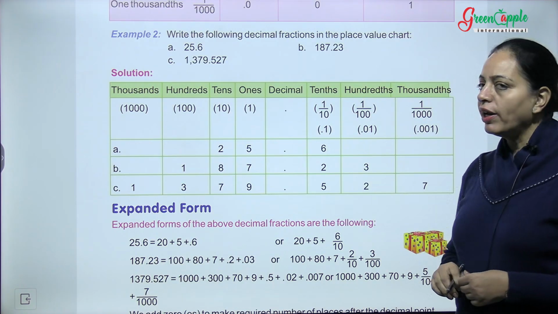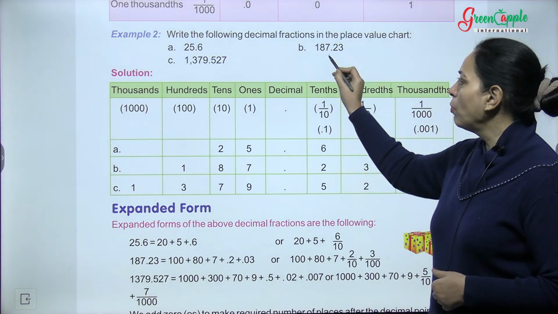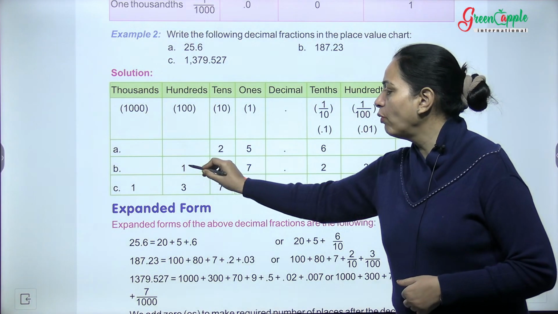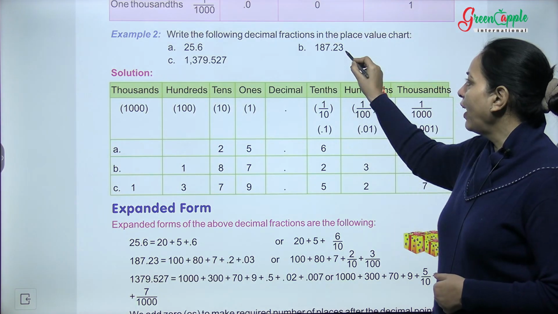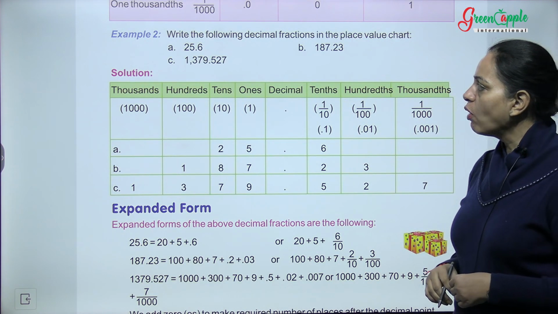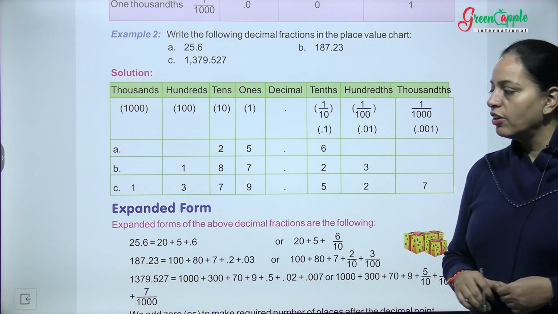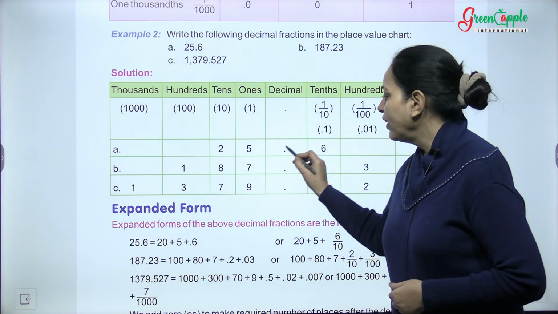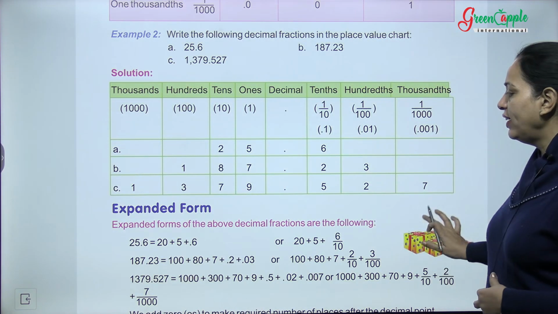Now B part, 187.23. So now write the whole part, 7, 8 and 1, then decimal point, 2 at tenths and 3 at hundredths. Now C part, 1379.527. So now write the digits and then dot here, 527. So very simple, very easy.